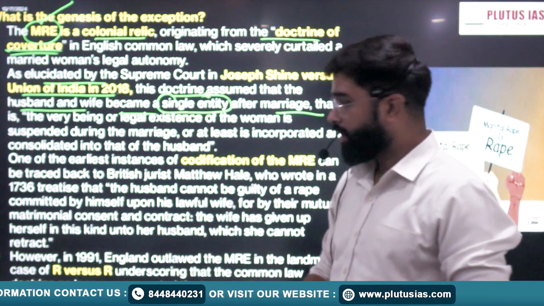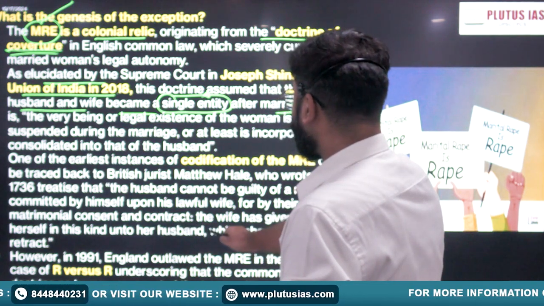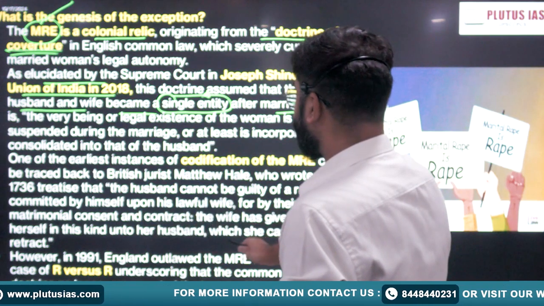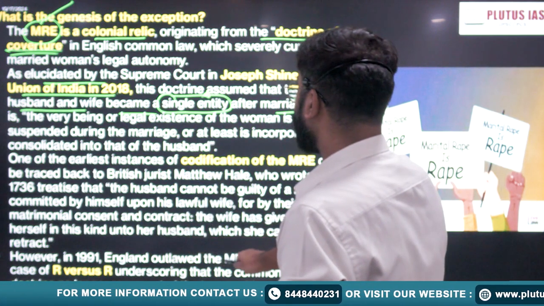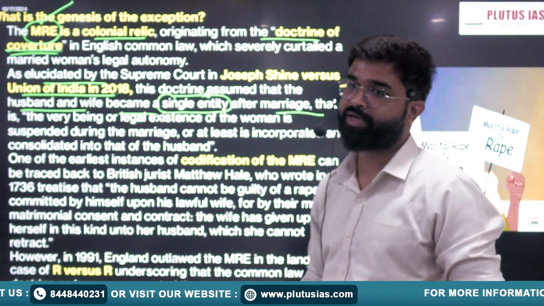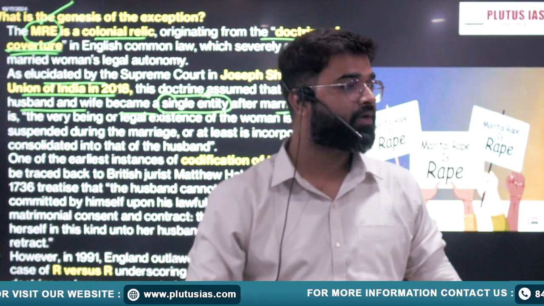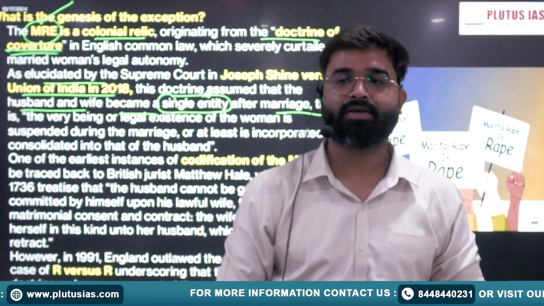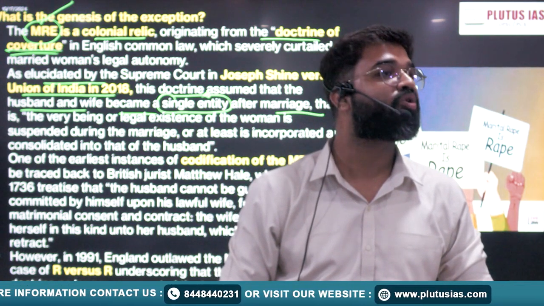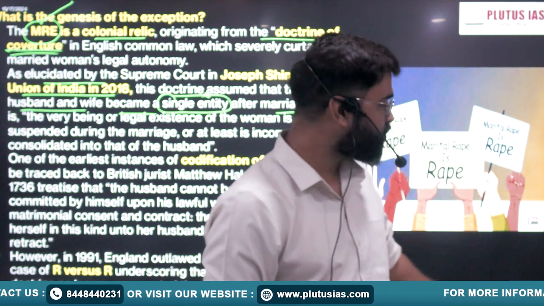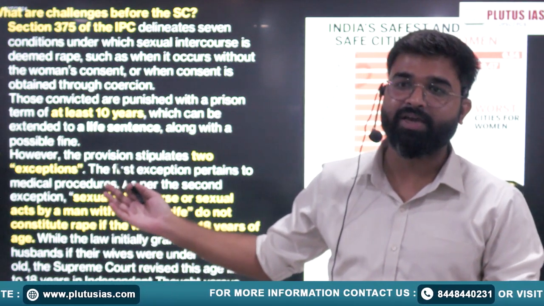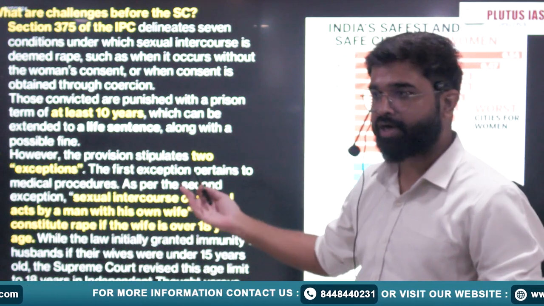Next, in 1991, England outlawed the marital rape exception in the landmark case of R versus R, underscoring that the common law doctrine no longer represented the true position of a wife in present-day society. So they outlawed this, but we are still continuing with it. When our Prime Minister says that we should leave that colonial mentality, we should also leave such laws, because this is also a colonial relic. Why are we not removing it? We are still continuing with this.